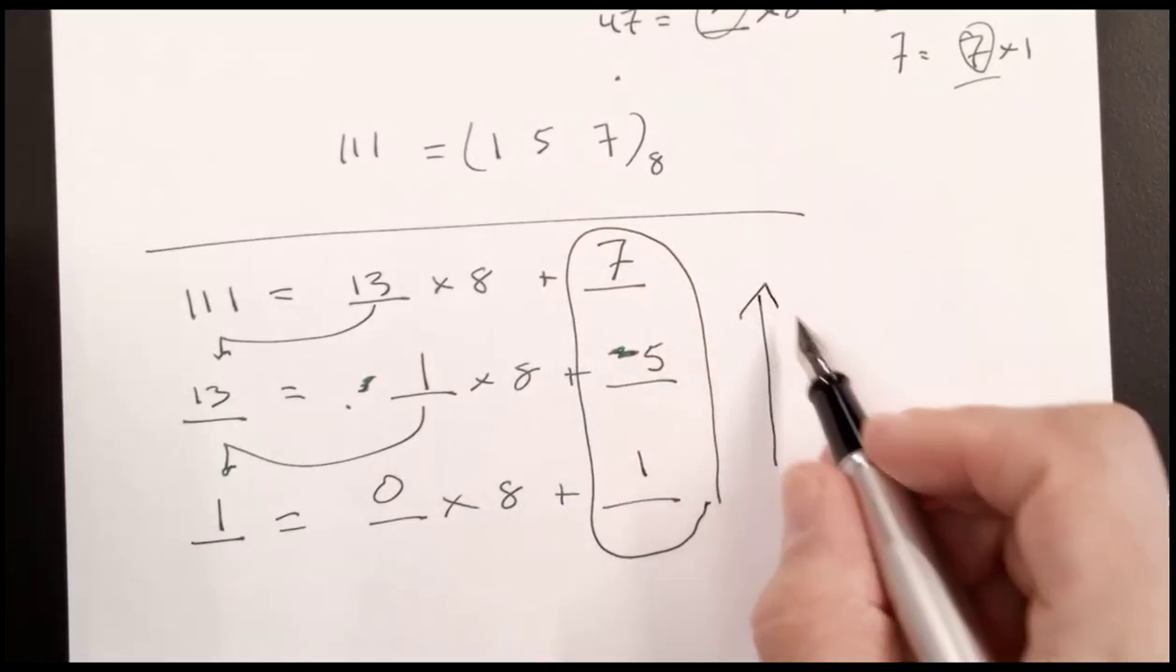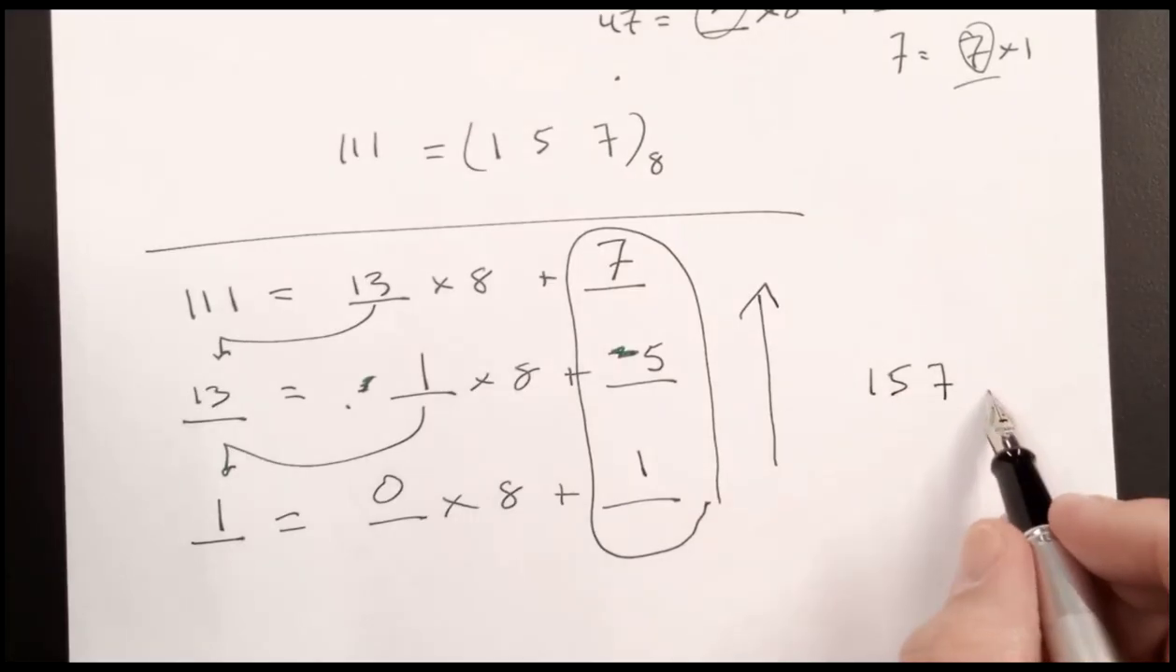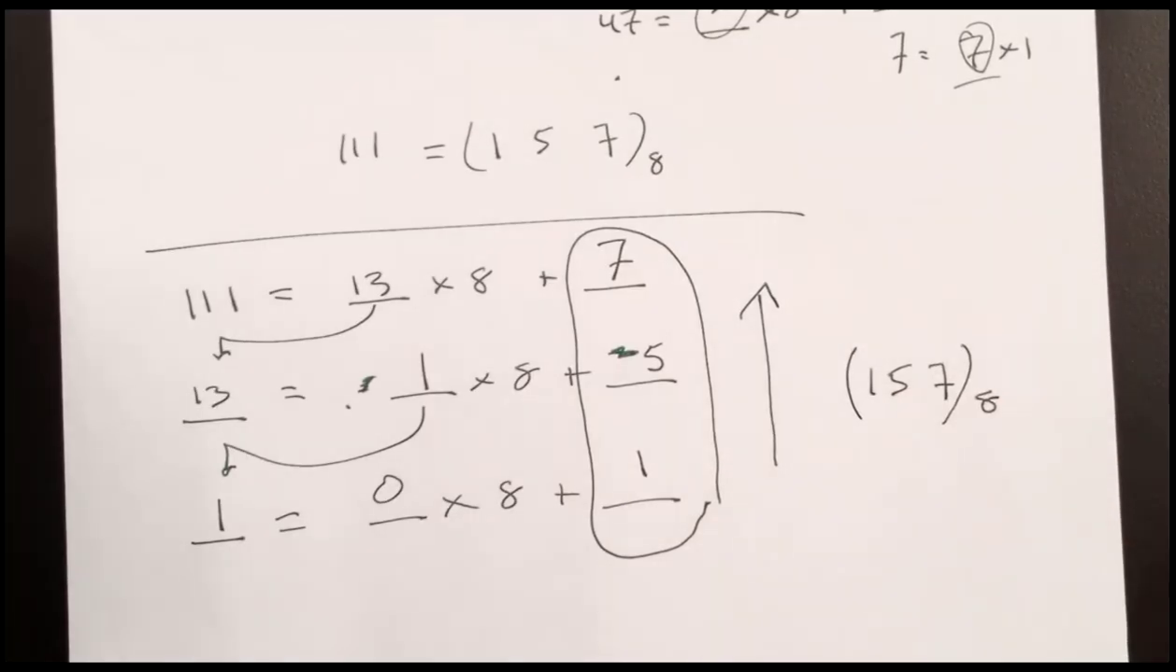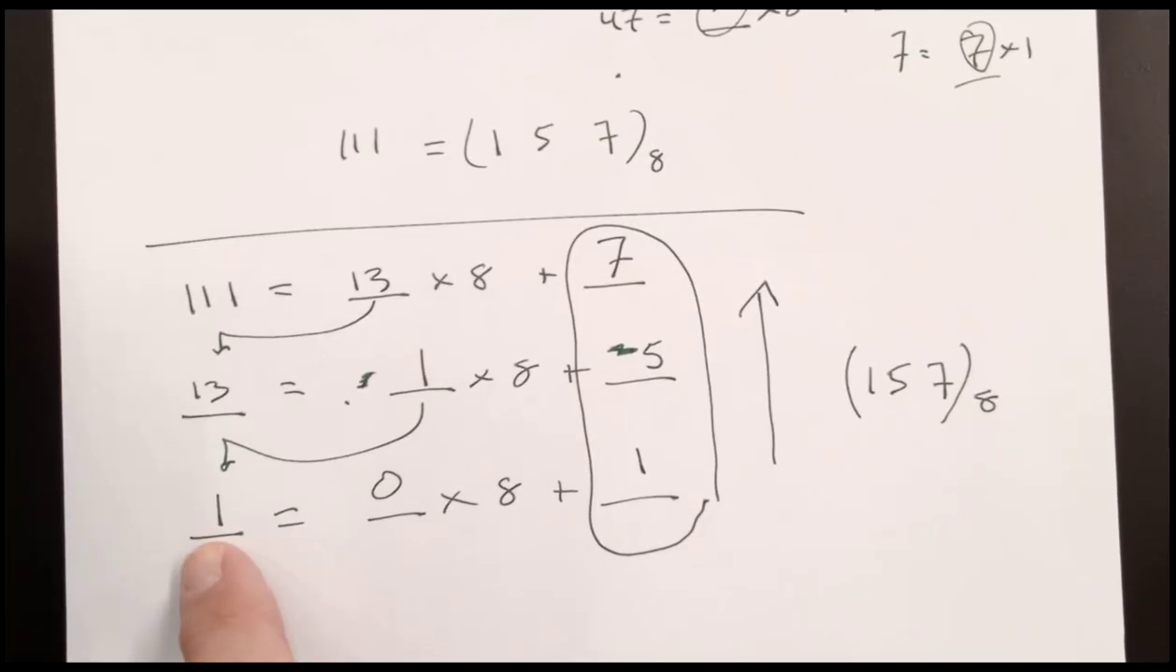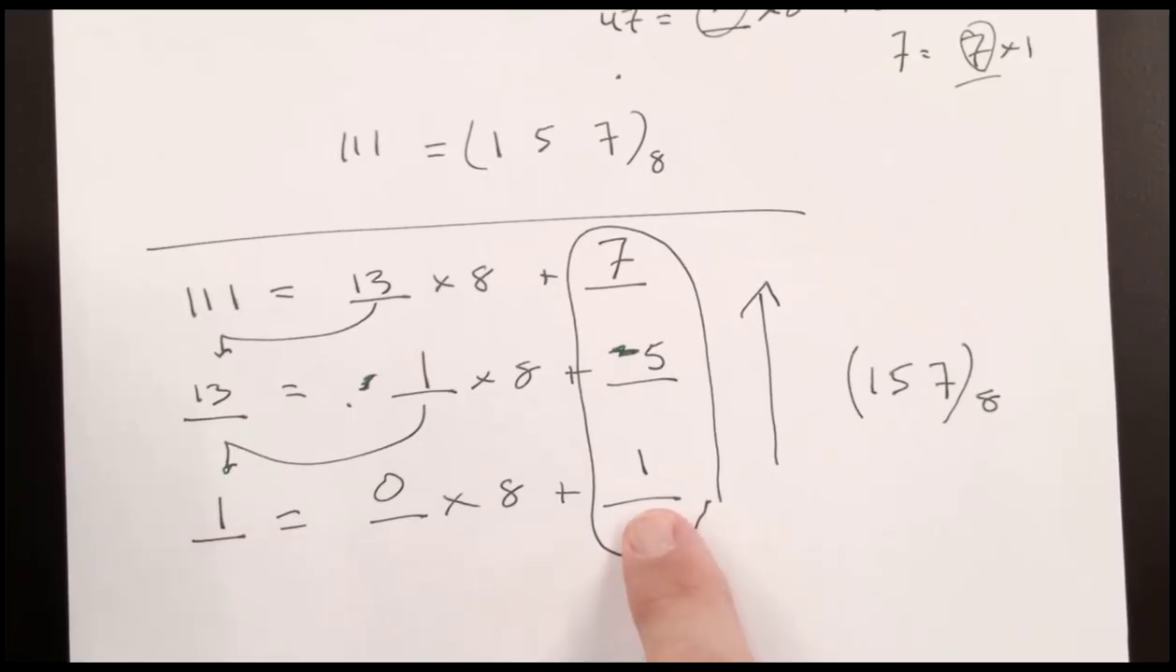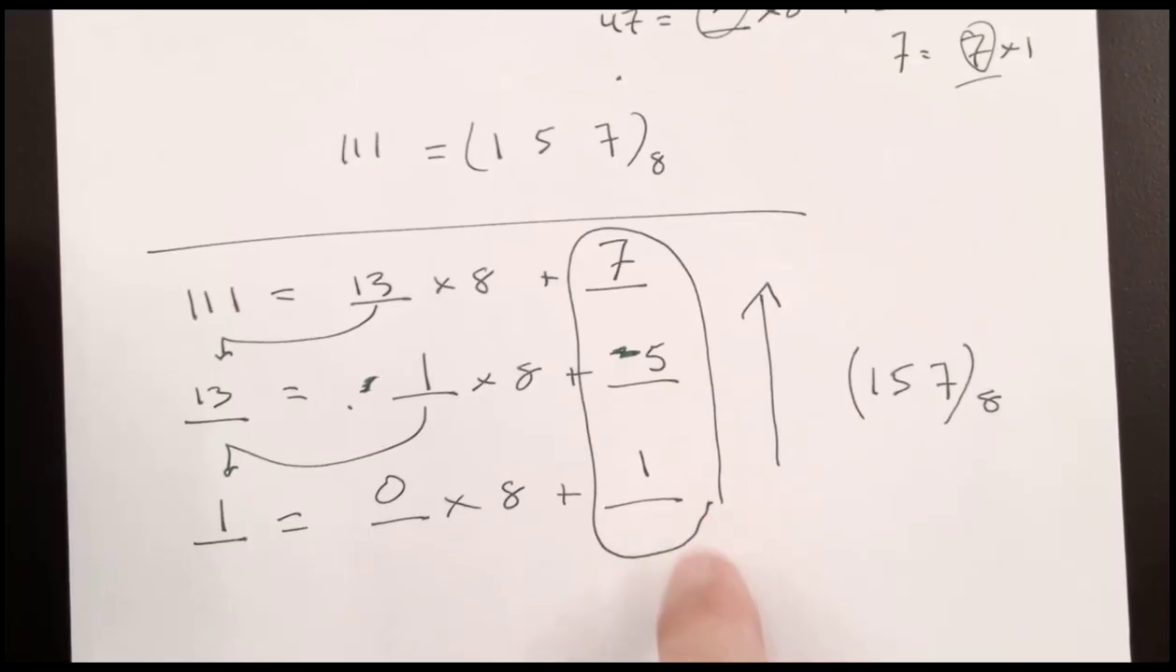From bottom to top, those remainders give me the digits I want. I had to divide by 8 twice to get to this 1, right? So I divided by 8 and then I divided by 8 again. Isn't that the same as dividing by 64? That's how many 64s it took. You sneaky mother.